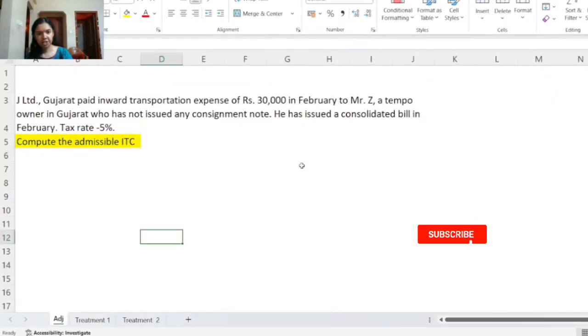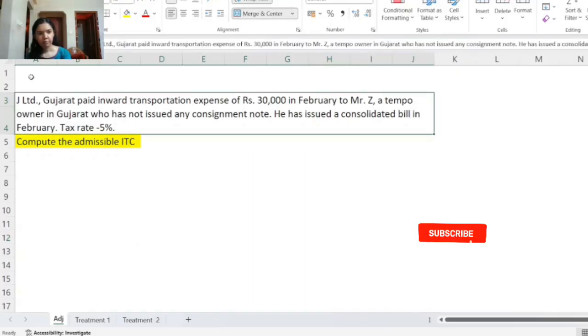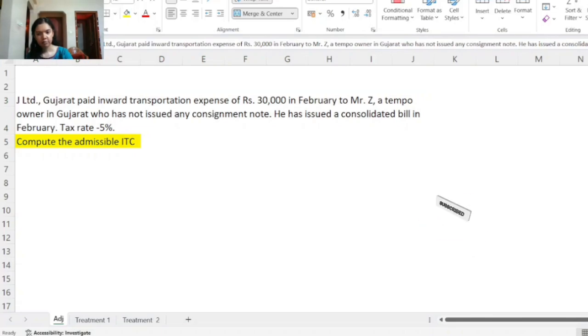So let's see the adjustment that we have for today. J Limited Gujarat paid inward transport expense of rupees 30,000 in February to Mr. Z, a tempo owner in Gujarat, who has not issued any consignment note. He has issued a consolidated bill in February. The tax rate is 5%. Compute the admissible ITC. So first let's understand this transaction.